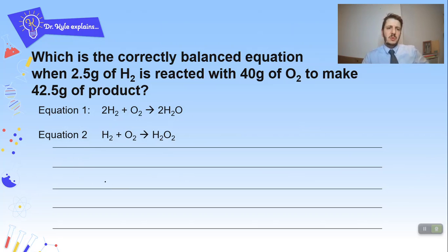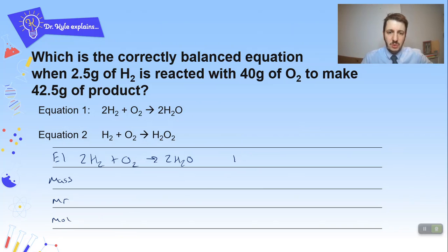Now, with this kind of question, it's all about laying it out so the examiner can see clearly what you've done. So what I'm going to do is write E1 for equation 1. I'm going to write 2H2 plus O2 goes to 2H2O. And I'm going to write mass, Mr, and moles down the side. Then I've got E2 over here, and I'm going to write H2 plus O2 goes to H2O2. Then I'm going to write mass, Mr, and moles.